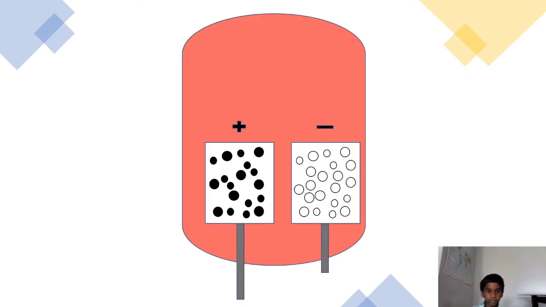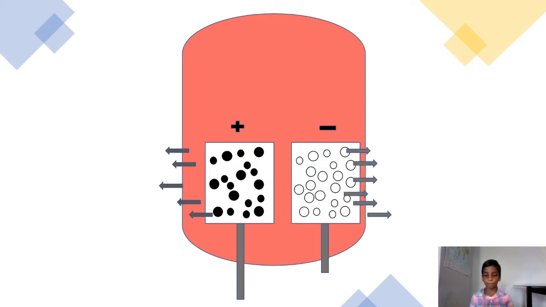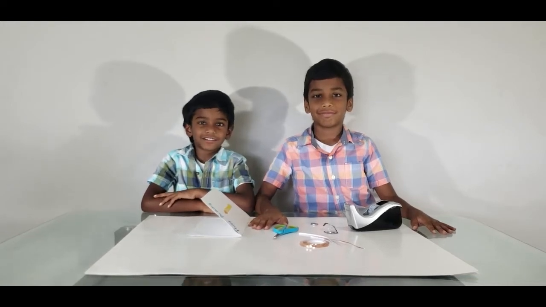What's inside the LED? Inside the LED, there are two charges. One is the positive one, and one is the negative one. The positive one is called holes, and the negative one is called electrons. When the current flows, the two charges interact with each other, giving out light energy. And the LED glows. Let's start making the greeting card.